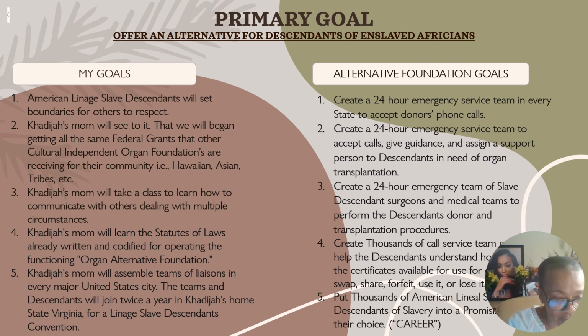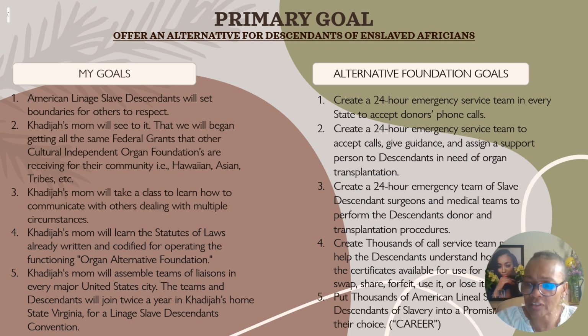Okay, and real quick, Khadijah's mom will assemble team liaisons in every major United States. The team and descendants will join twice a year in Khadijah's home state, Virginia. So we'll get together twice a year and have a convention, just to come together. Okay?